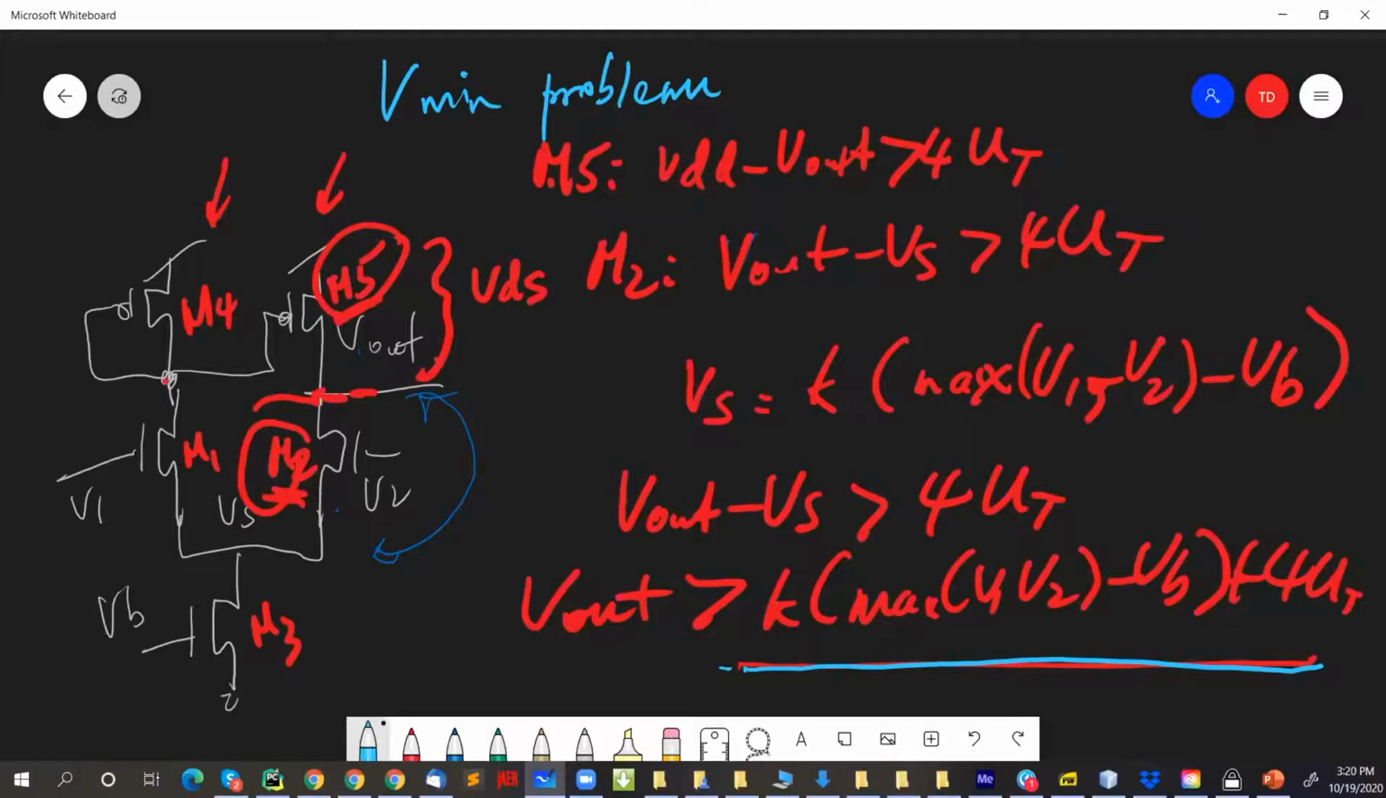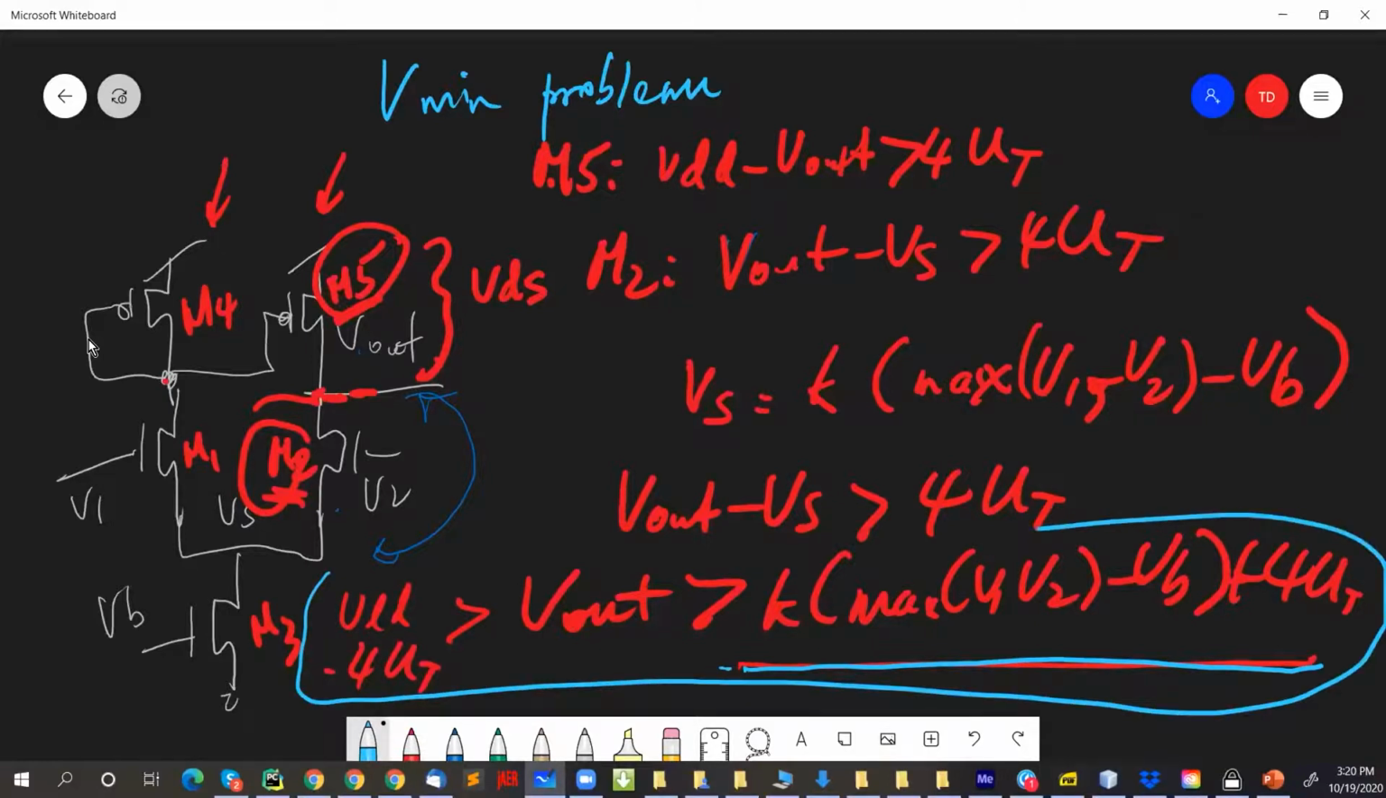All right. And so now you can combine both conditions together. Let me write it. Okay, so this would be VDD minus 4 UT on this side. And so this is your constraint for the two transistors to stay in saturation.